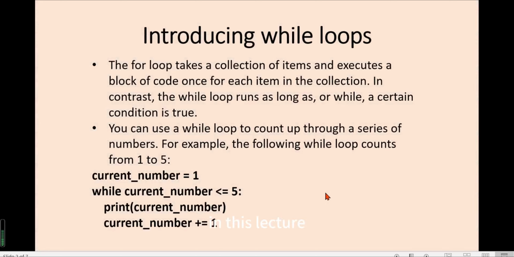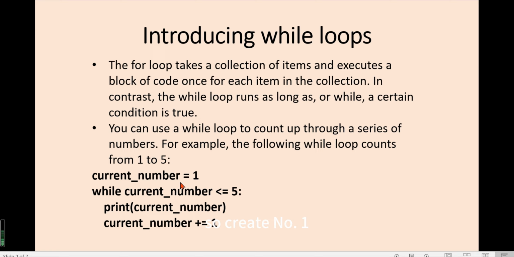In this lecture, we will talk about introducing while loops. The for loop takes a collection of items and executes a block of code once for each item in the collection. In contrast, the while loop runs as long as, or while, a certain condition is true. You can use a while loop to count up through a series of numbers. For example, the following while loop counts from 1 to 5.